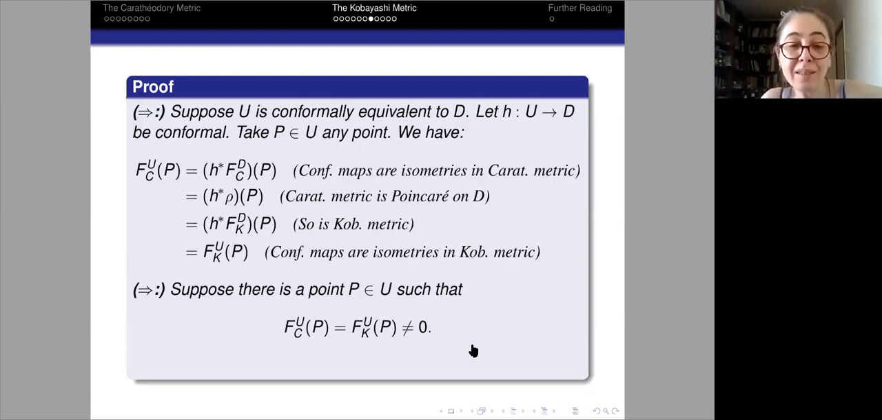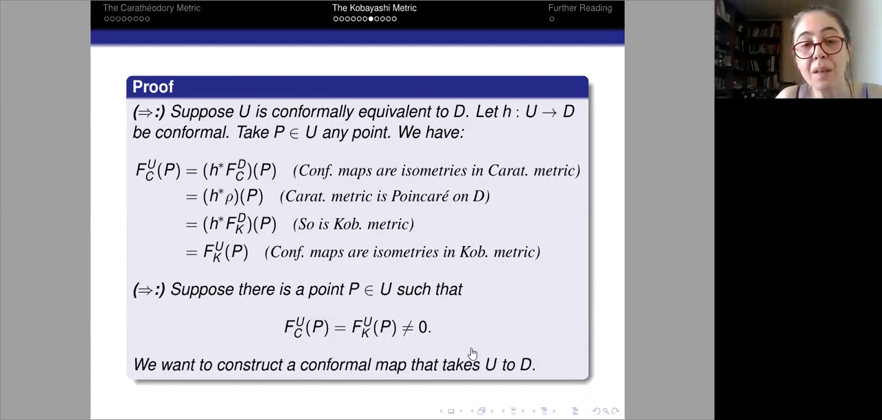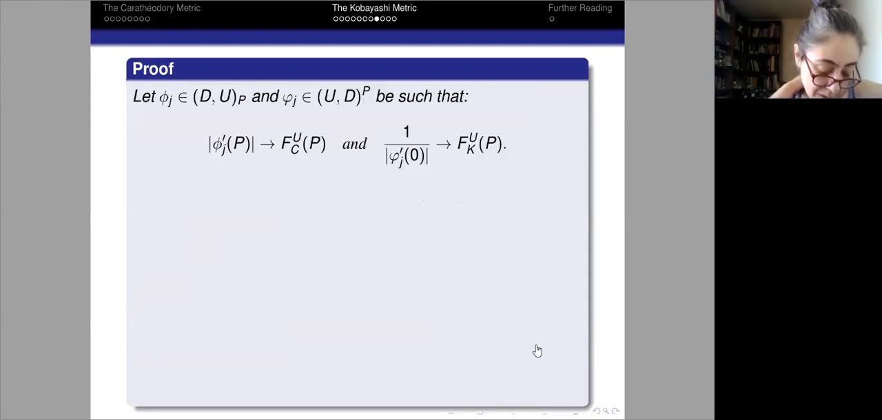To prove the other side, suppose there is a point P such that the value of the Kobayashi metric at that point is equal to the value of the Carathéodory metric at that point, and it is different from zero. We want to find a conformal map that takes U to D. Actually, finding the map is easy. The difficult part is proving that it is actually conformal.